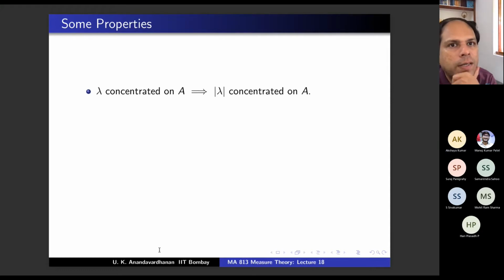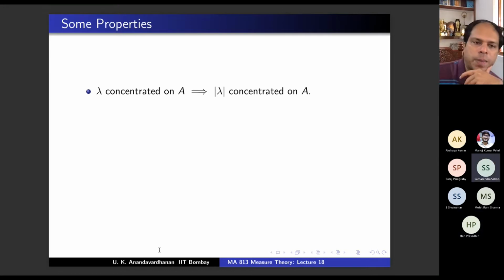So lambda of E_i is zero, so mod lambda of E_i is zero. Whichever partition you take, the summation is zero, and you are taking the supremum over zero. So that is zero. That's the proof, right? Yes. So this is easy.